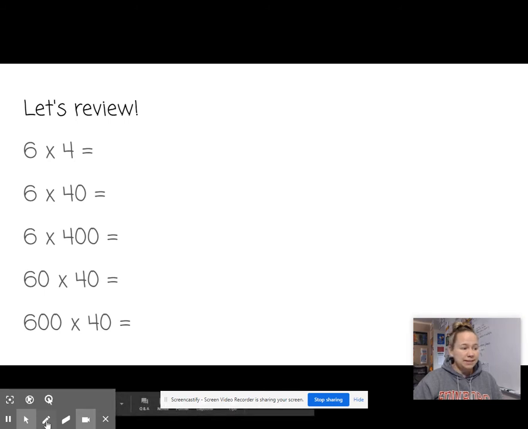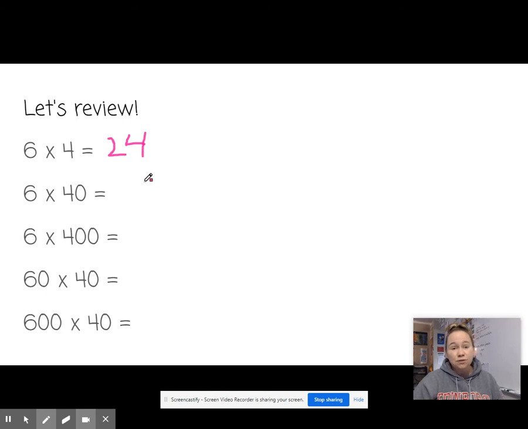6 times 4 is 24. Good. So now 6 times 40, notice there's multiplying by a digit in the tens place now because 40 is in the tens. So that would be 240. Notice I took this 1 0 and I put it on the end. So what do you think I'm going to do for these next ones? 6 times 400. Well, 6 times 4 is 24, but I multiplied not by 4, by 400. So I need to add those zeros for my 100 at the end. So 6 times 400 is 2400 or 2,400 if you put the comma in.